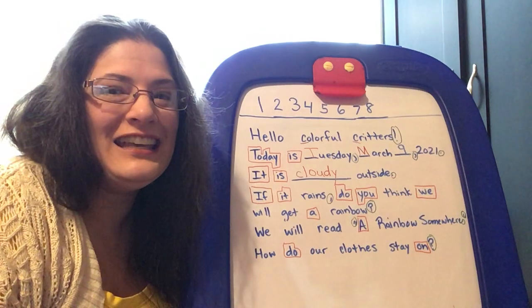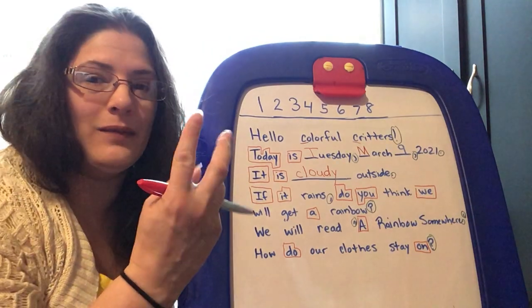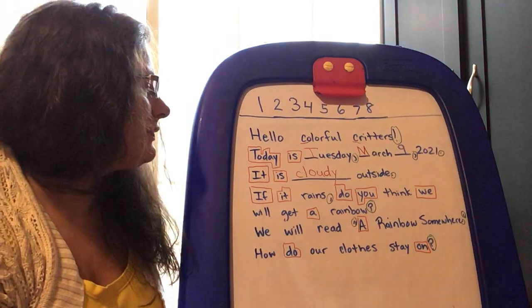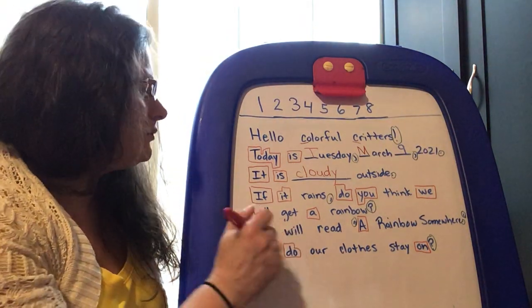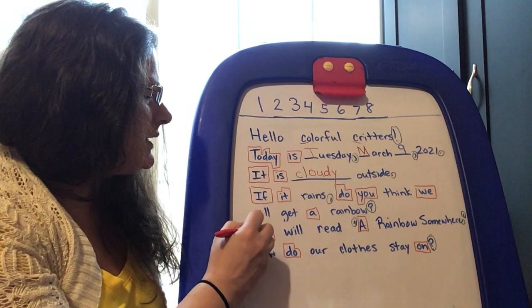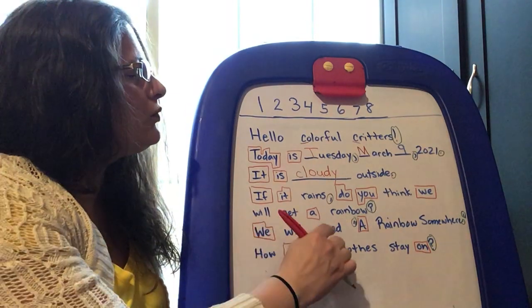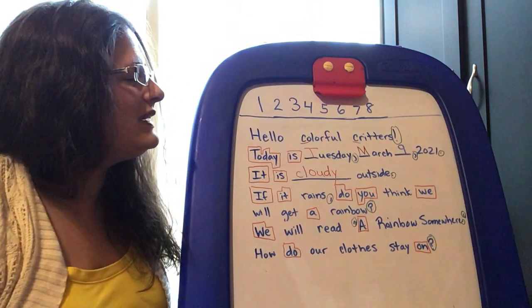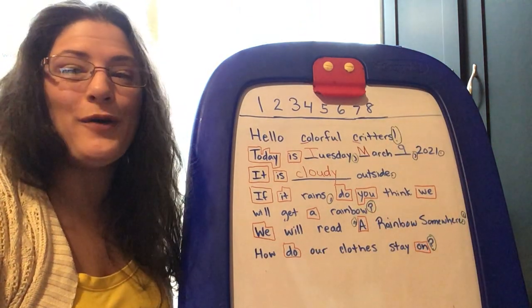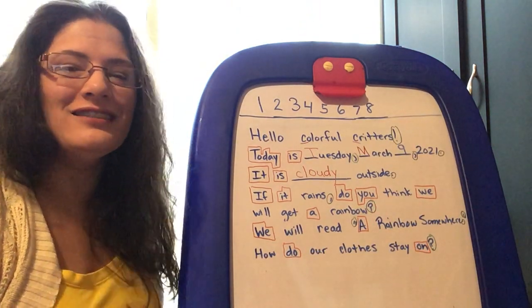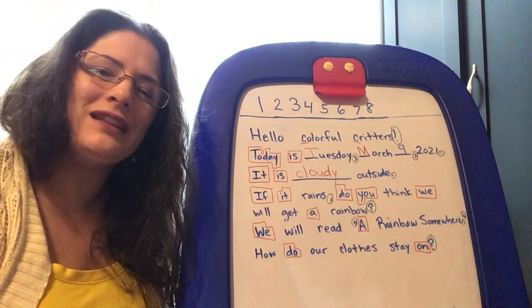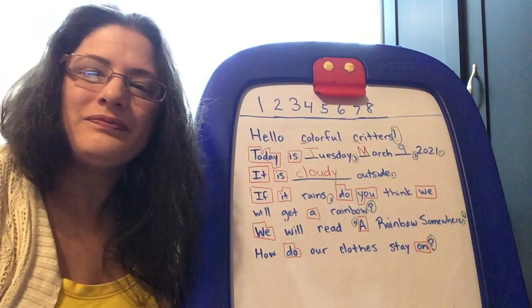Maybe. We need two things to make a rainbow. We need rain and sun. That's a sight word. W-E is we. We will read about a rainbow somewhere. When we read that story, we will talk more about rainbows. I love rainbows. What colors are in rainbows? Do you know? Let me hear you tell me.